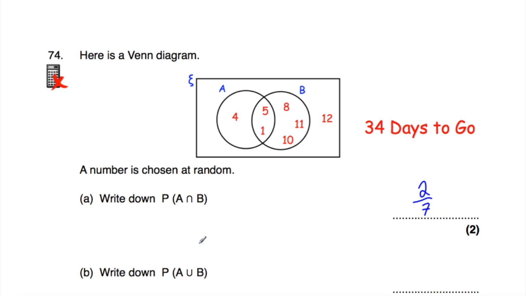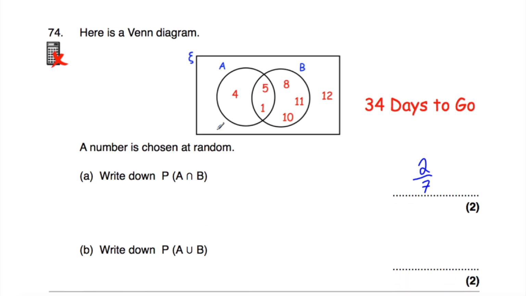Okay, our next one, part B, says find the probability of A union B. So that means A or B, or both. So it means anything that's in A or B, so anything inside these regions here. So that will be 6 out of 7, so 6 sevenths. And if you got those, well done.